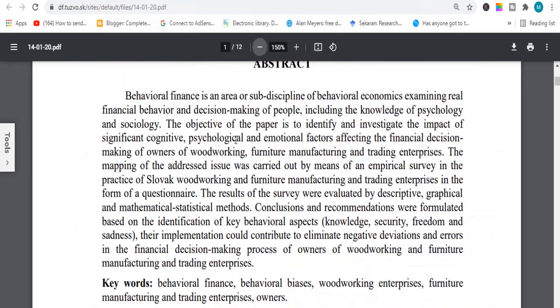Let's discuss another example. This example is from a behavioral finance study. As you can see, they are starting with behavioral finance. They are explaining what behavioral finance is. Then they are telling the purpose of this study, as you can see. Then they are telling the mapping of the study, the methodology, then the results.